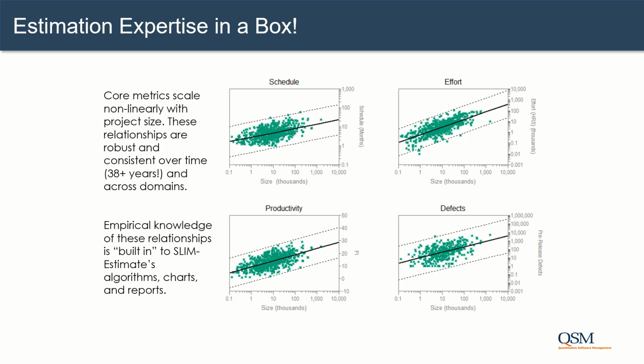Core metrics scale non-linearly with project size. These relationships are robust and consistent over 38 years and across domains. Empirical knowledge of these relationships is built into SLIM estimate algorithms, charts, and reports.